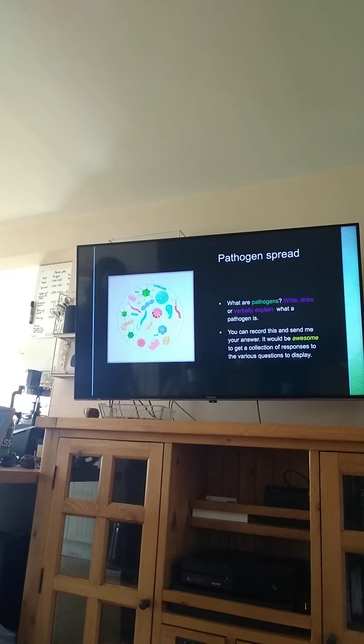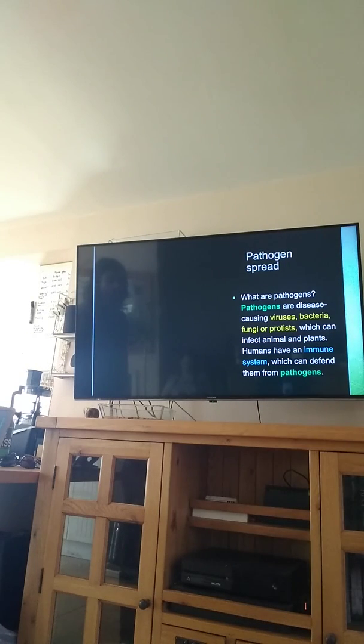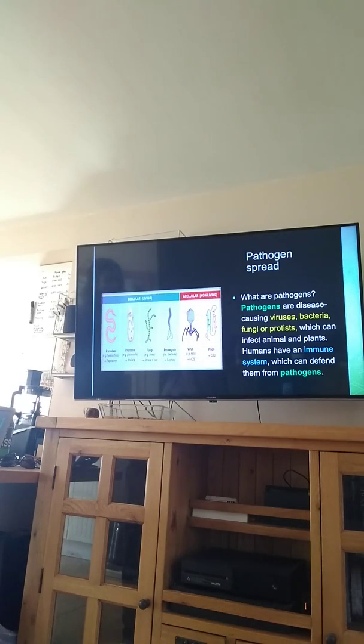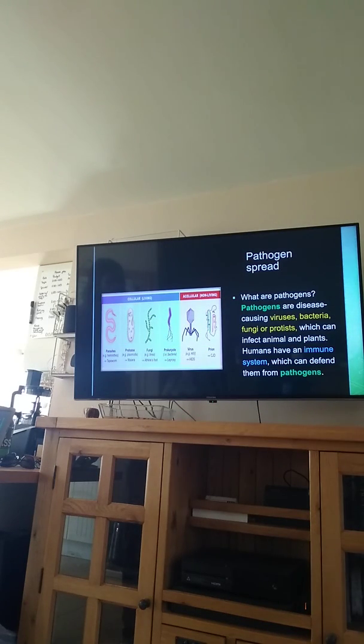So the GCSE answer, so pause there if you want to do it yourself. But the GCSE answer to what is a pathogen is that pathogens are disease-causing viruses, bacteria, fungi or protists which can infect animals and plants. Humans have an immune system which can defend them from pathogens.